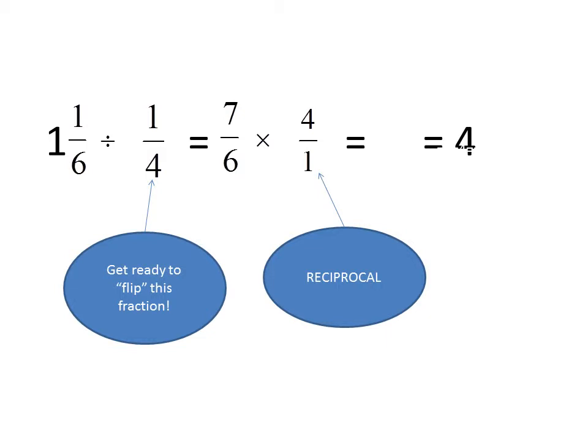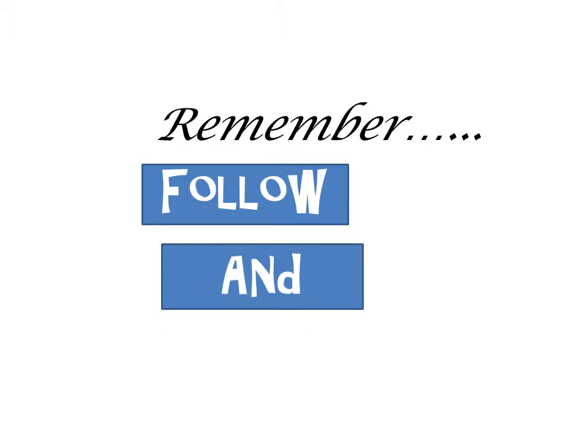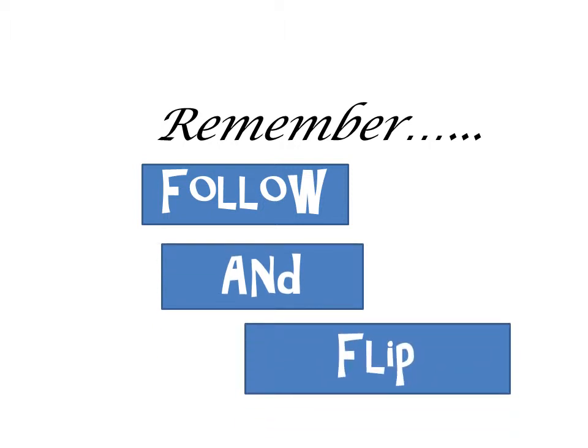Now all we do is multiply across. 7 times 4 is 28, 6 times 1 is 6, and our answer is 4 2/3. 6 times 4 is 24, plus 4 is 28. So it's actually 4 4/6, reduced to 4 2/3. Remember, follow the sign and flip the fraction back.